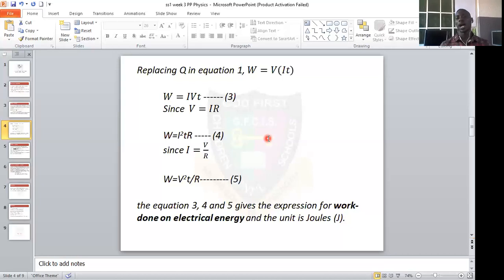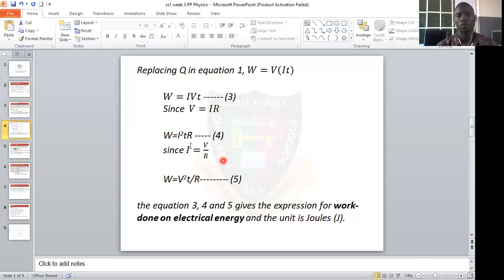So you have W equals I squared TR, where I is the current, T is the time, and R is the resistance. As I said earlier, you are given an expression whereby to calculate the work done or electrical energy, you are given information on current, which is I, time, which is T, and R, which is the resistance. So this is a formula to introduce. And we can go further. You can be given information on potential difference, time, and the resistance, whereby the current is missing. You can also find your work done.